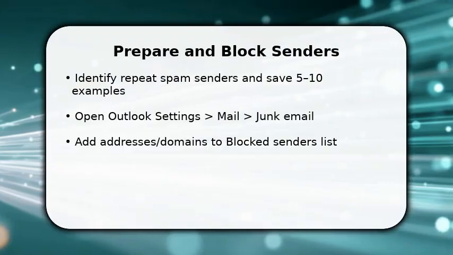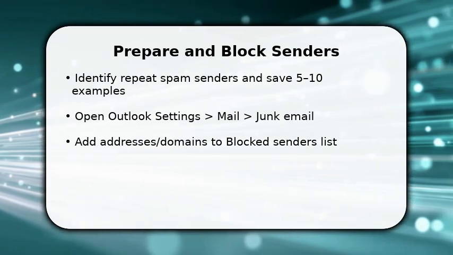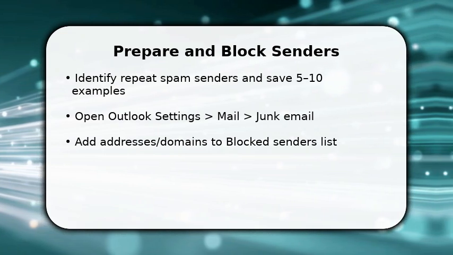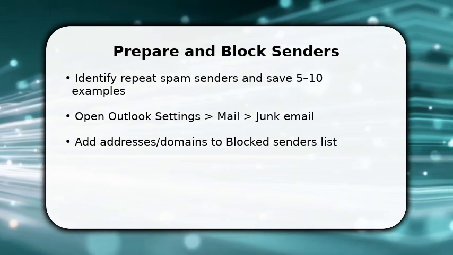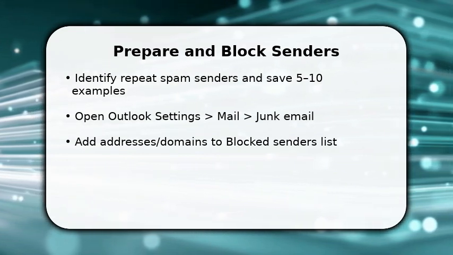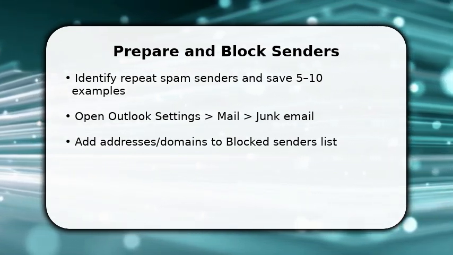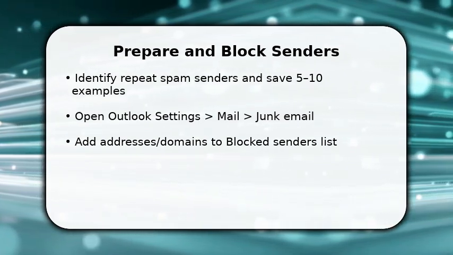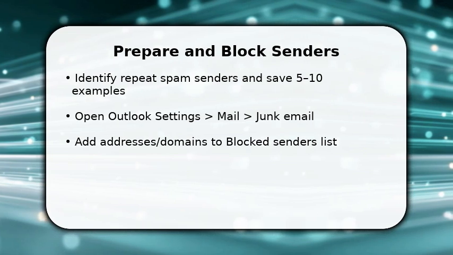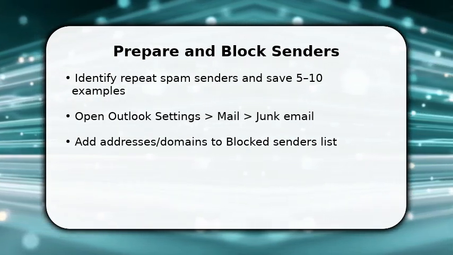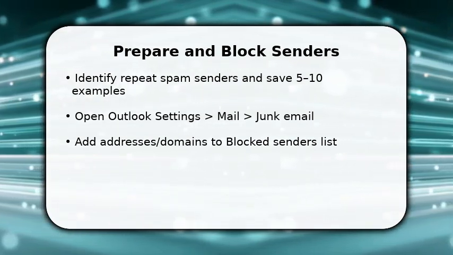You start by collecting repeat spam messages so you know what to block. Open Outlook, go to Settings and Mail, then Junk Email, add the sender addresses and whole domains to the blocked list. Once done, messages from those sources are routed to junk automatically. Make sure to check both web and desktop Outlook since rules can differ. This immediate action removes most recurring spam while you move on to deeper filters and safe sender adjustments.